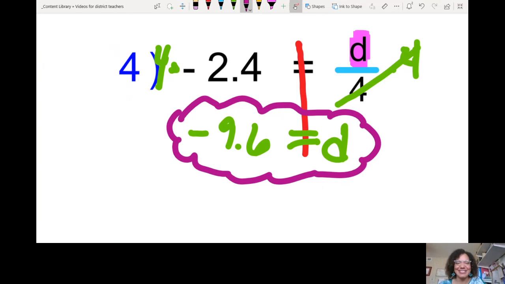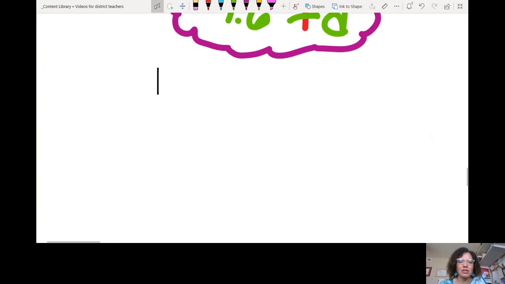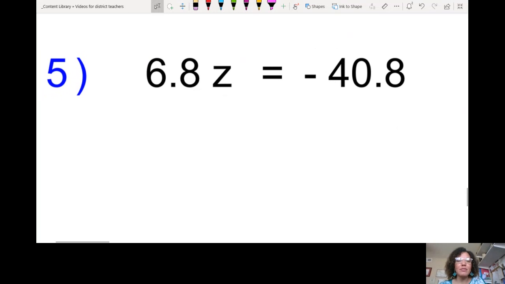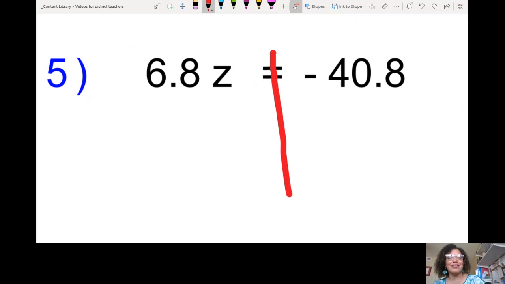Okay, let's try another one. Oh, 5, there we go. All right, so what's always the first step, everyone? Brick wall. Second step, find out where your variable or your letter is. There's my variable or my letter. So if the Z wants to be by itself, what is messing with that? What is not allowing the Z to be selfish and all alone? It's that 6.8. And what is the 6.8 and the Z doing if they are touching? If they're touching, what they're doing is multiplying.